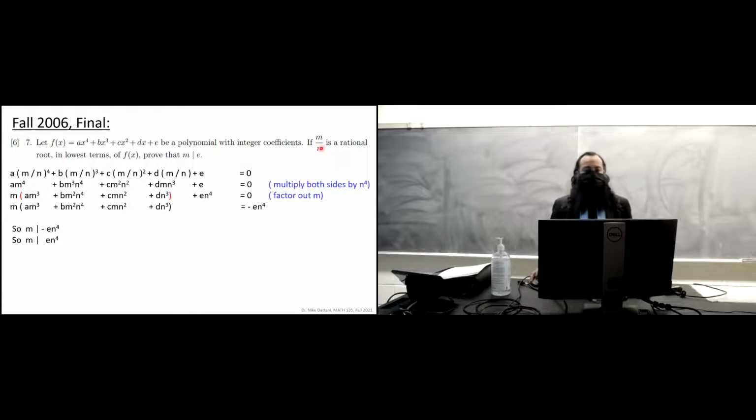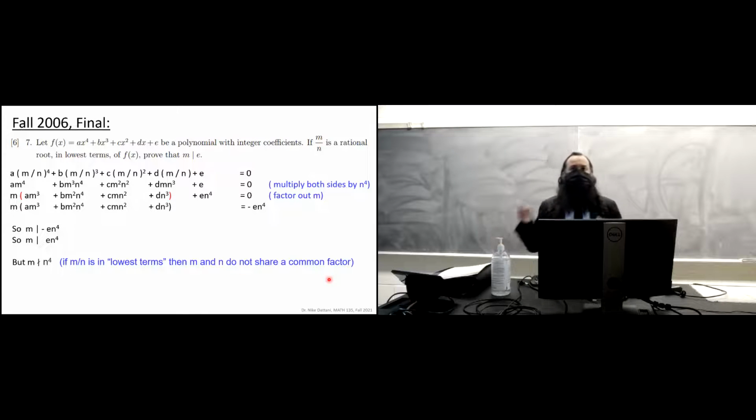M over n is in lowest terms. So they don't share any factors. Is 12 over 4 in lowest terms? Why? Because numerator and denominator can both be divided by 4. So if m over n is in lowest terms, you've already taken out all the factors. So m and n to the 4 do not share any common factors. M and n don't share any common factors. That means m and n to the 4 don't share any common factors.